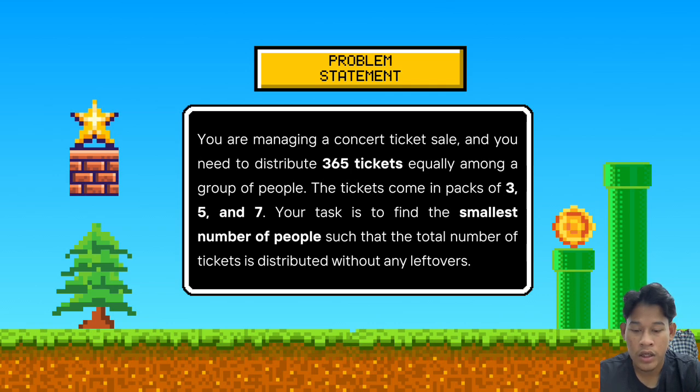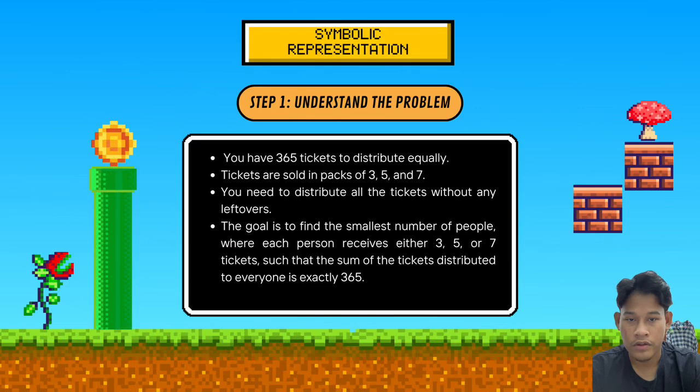So without wasting our time, we move to the problem statement. The question is: you are managing a concert ticket sale and you need to distribute 365 tickets equally among a group of people. The tickets come in packs of 3, 5 and 7. Your task is to find the smallest number of people such that the total number of tickets is distributed without any leftovers. For the first part, we use symbolic representation.